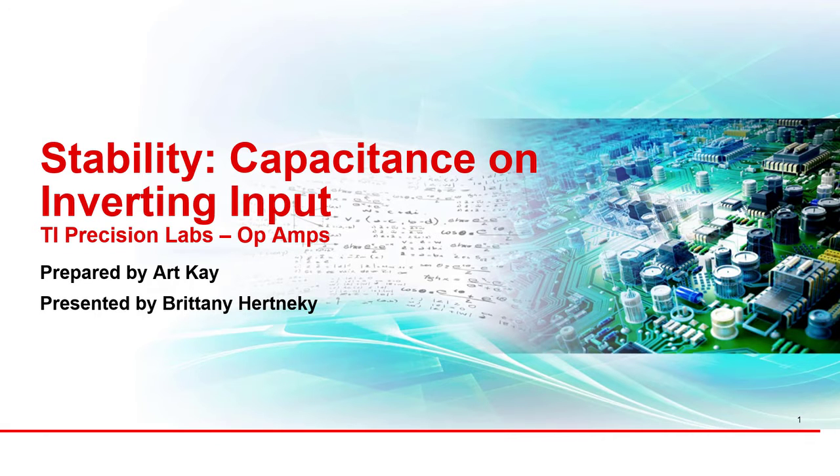Hello, and welcome to the TI Precision Lab session on solving stability issues where there is capacitance on the amplifier's inverting node. Early in the stability series, we mentioned that stability problems can happen because of capacitance on the amplifier's output and on the inverting input.